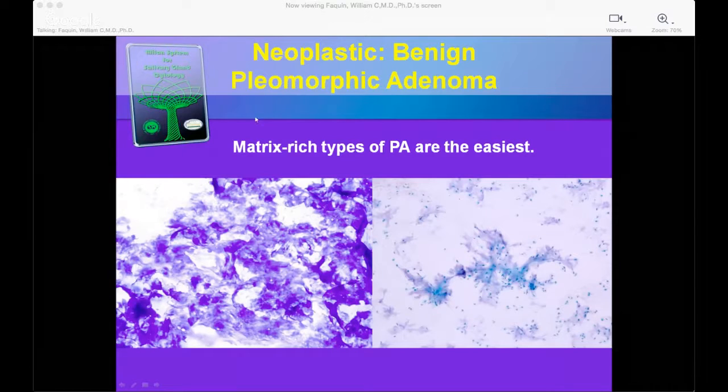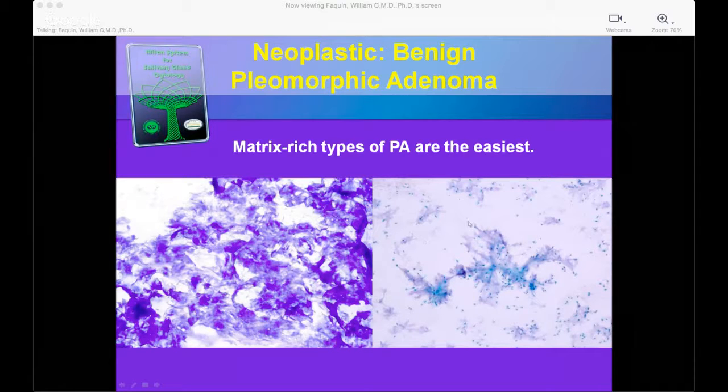Here's another example of a classic pleomorphic adenoma that would be placed into the neoplasm benign category. The matrix-rich types of pleomorphic adenoma are definitely the easiest ones to recognize on FNA, and here we have two examples. Here on the left, you can see just abundant myxoid matrix material, this fibrillar appearance with a few scattered, very bland myoepithelial cells embedded within it.